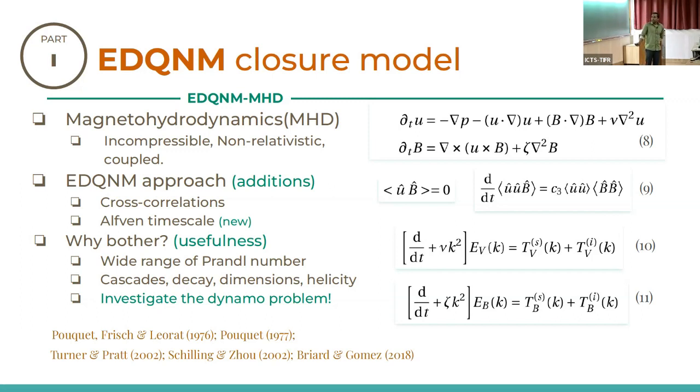So, for example, equations 10 and 11 roughly outline how the model looks, the energy spectrum of kinetic and magnetic field, and they have the transfer terms. One is self terms, which interact within the system, and the I stands for the interaction terms, which communicate between the kinetic and the magnetic part.